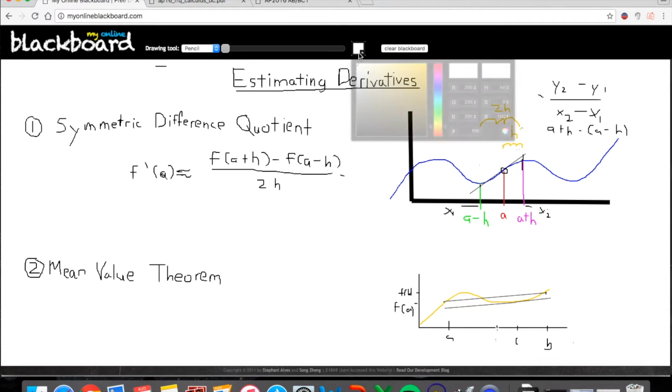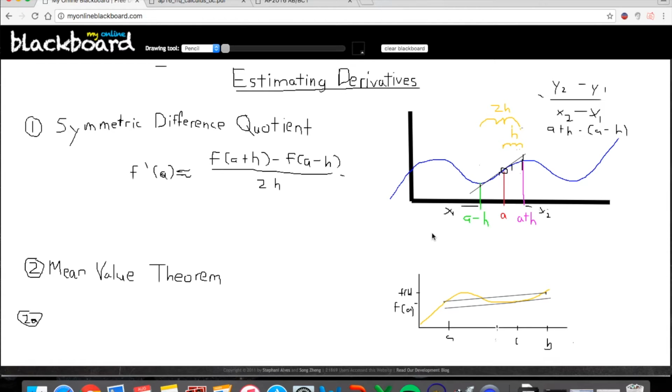Now, the third one will be something that you'll be using on your AP exams all the time, and this one is just estimating what it would be in the middle. And I'm going to make this like a subsection because you find it in the same exact way. You just use two intervals and then find it. It's like a mixture of the symmetric difference quotient and the mean value theorem. The point is that the closer you get to this point, the more accurate it'll be. So if a plus h was over here and a minus h was over here, it'll be even closer to a.